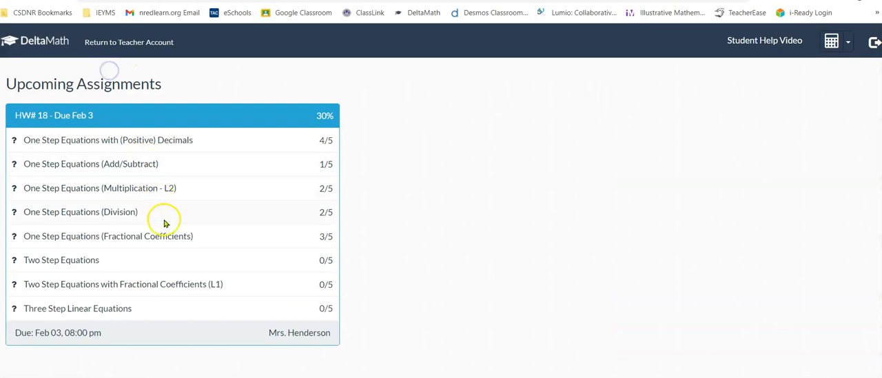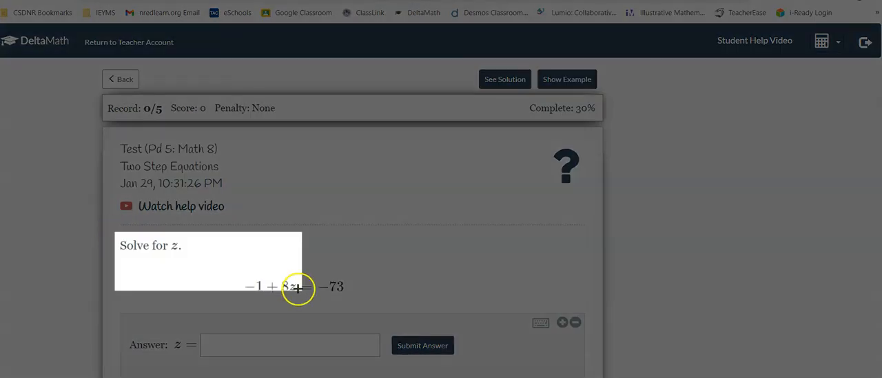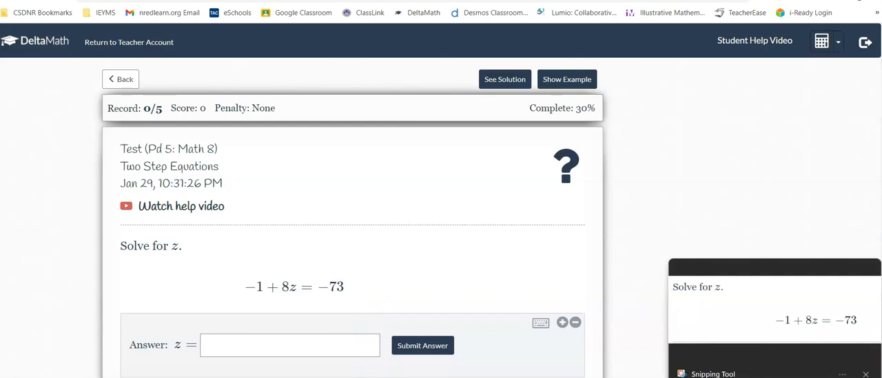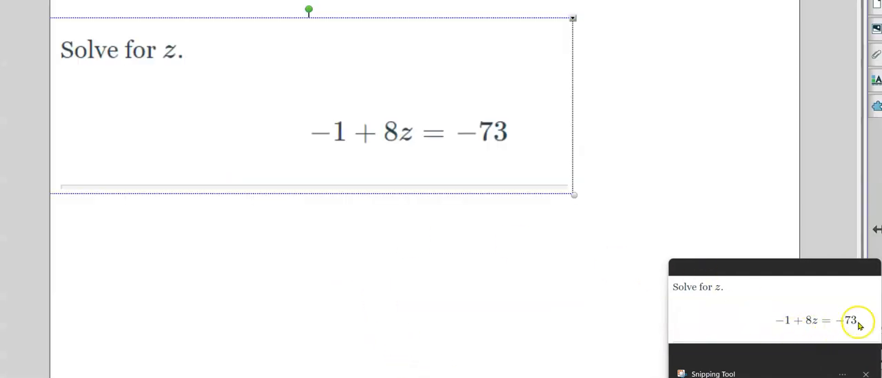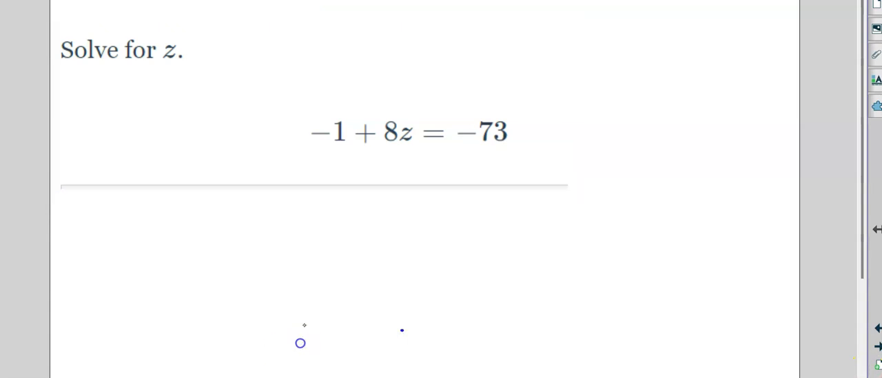Alright, so that's how you solve it when you have a fractional coefficient, and some of these down here will also have fractional coefficients. Alright, let's take a look at this one. It's a two-step problem, and they're going to want us to use the inverse of the constant first, and the constant here for us is negative 1. The inverse of that is plus 1 on both sides.